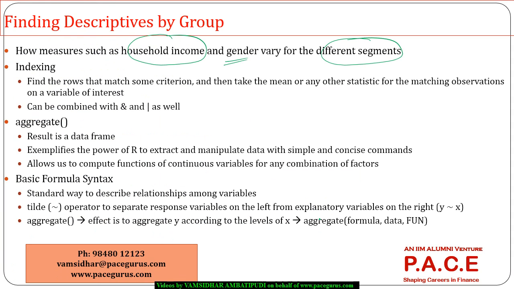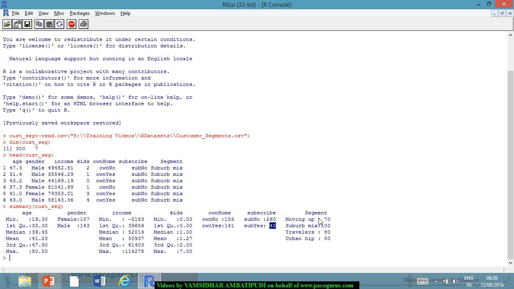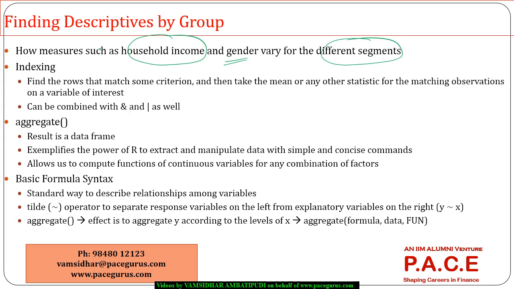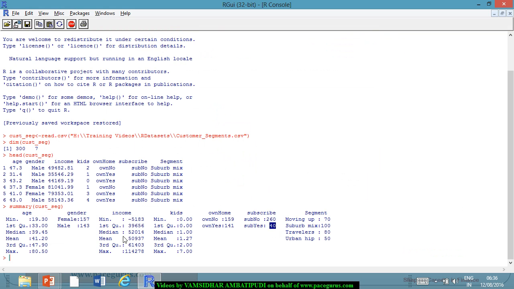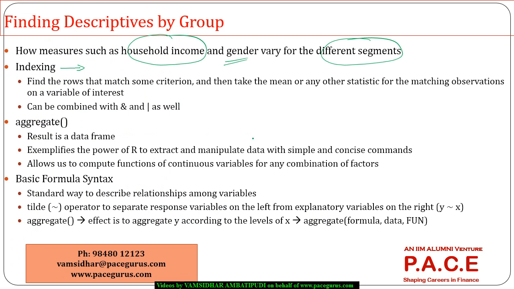Right now, let me take some subsections here. Group-wise, I want to take some descriptives. So initially I can do an indexing part. Let's say for this example, I want to find the average income of males, right?